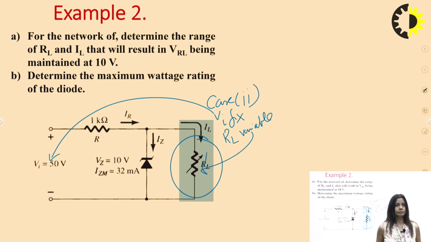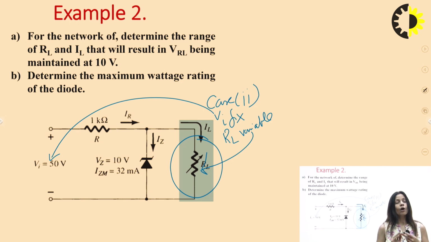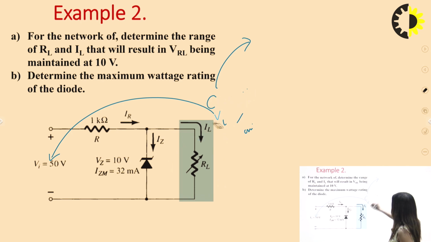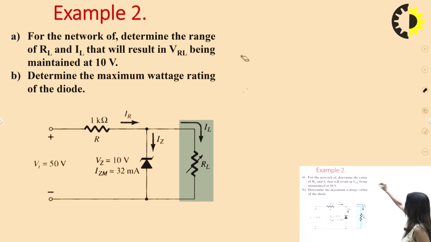Once I am confirmed that I have been given the question for case 2, at once I will make the equivalent circuit. In the next step, I will make the equivalent circuit in which I take the Zener diode as a battery of Vz with reverse polarity. So I will be making the circuit like this. Now I am confirmed that case 2 has been given, and I will make the equivalent circuit.